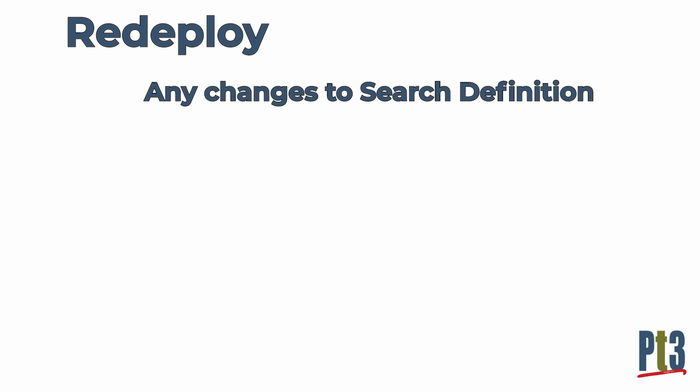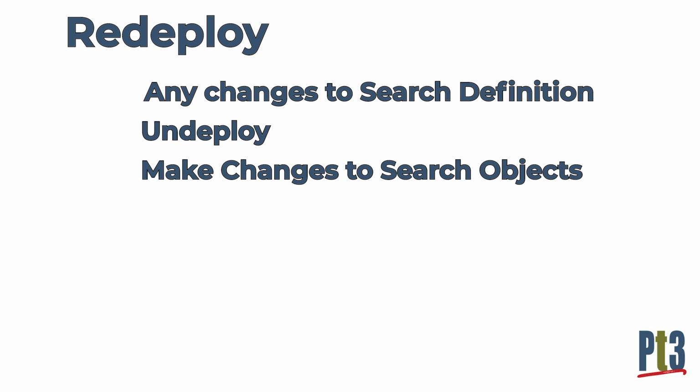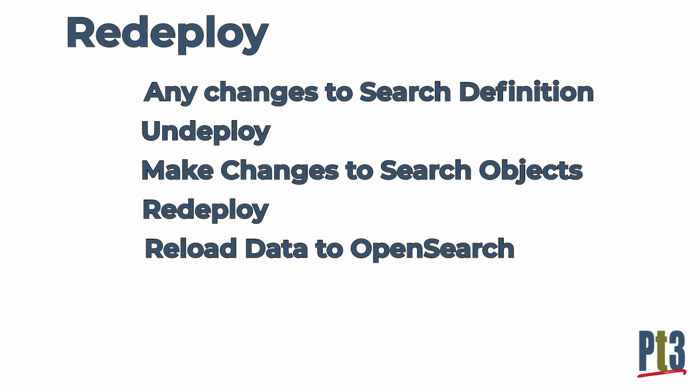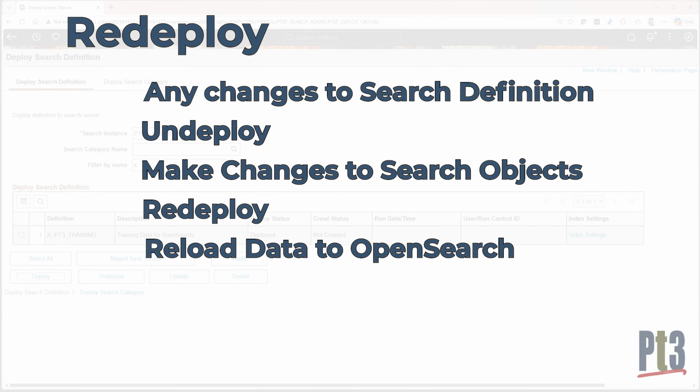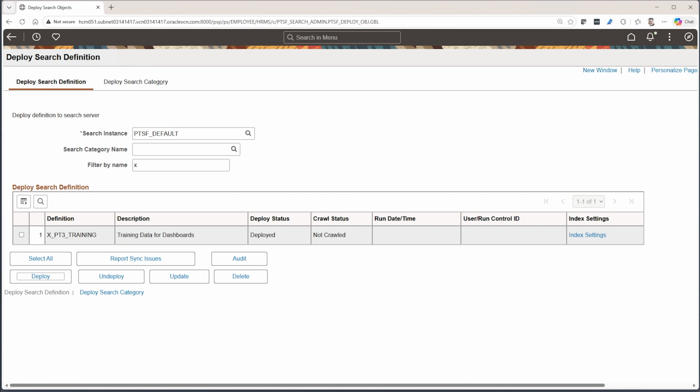Should we have to change our search definition in any way, for example, add a new field to the query, we'll have to first come here and undeploy the search definition before making any changes. Once those changes are completed, we'll then have to redeploy the search definition to update OpenSearch with the latest information about this dataset. That's it. That's the basics for creating and deploying our search objects from PeopleSoft to OpenSearch.